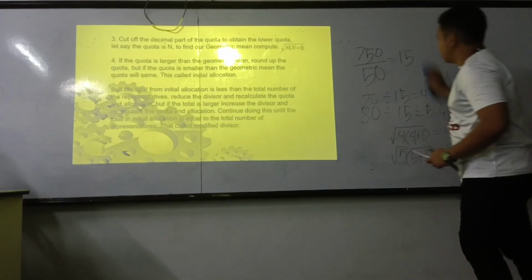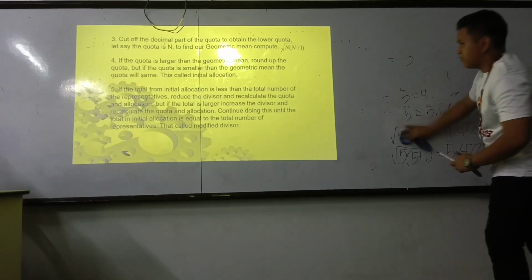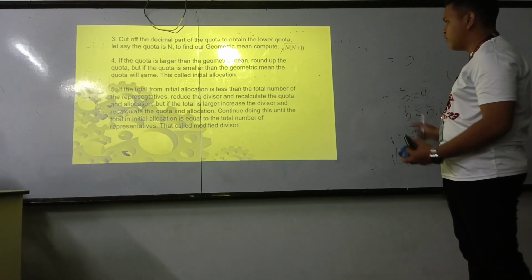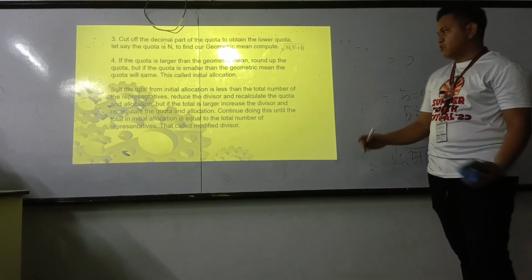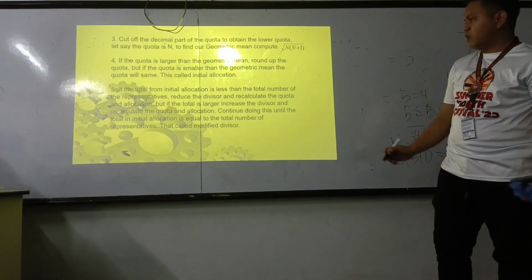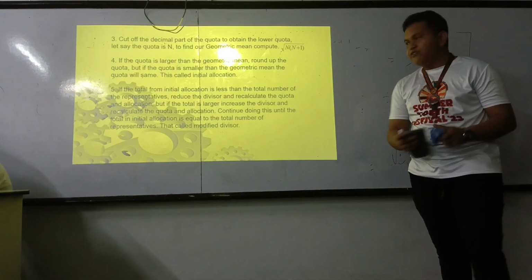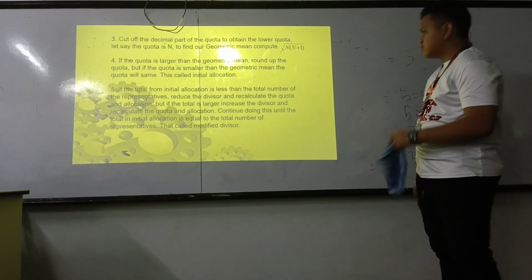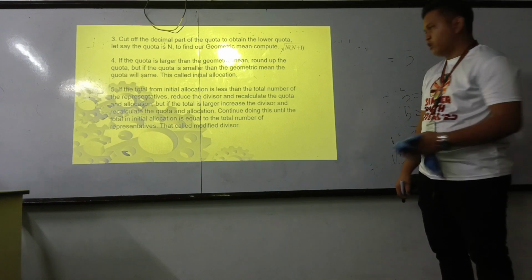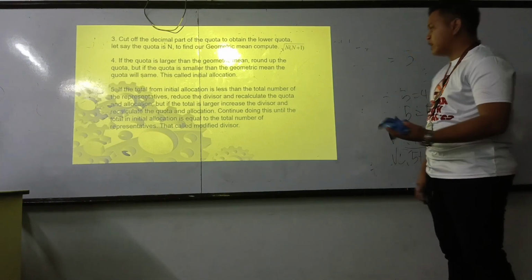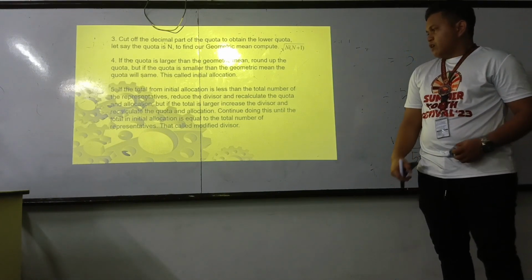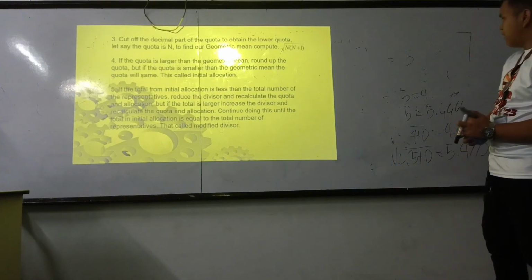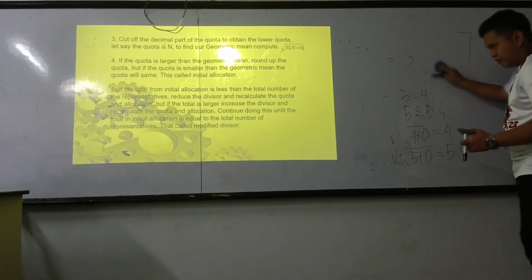And let's proceed to the fifth step. If the total from the initial allocation is less than the total number of representatives, decrease the divisor and calculate the quota and allocation again. But if the total is larger, increase the divisor and calculate the quota and allocation. Continue doing this until the total matches the number of representatives, and that's called the modified divisor. And I will give you some examples.